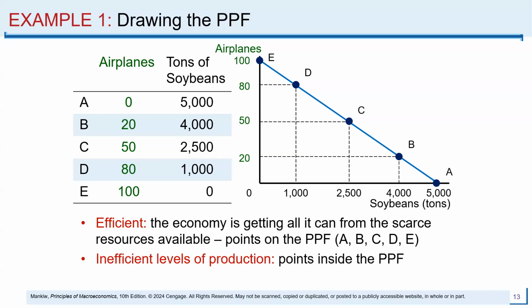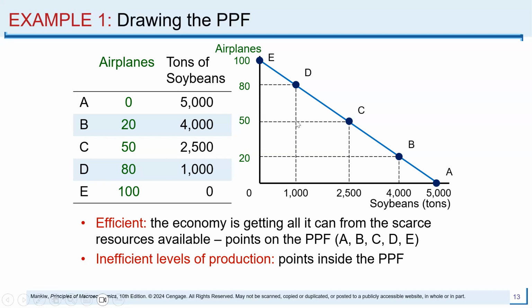Then we also have inefficient levels of production. Those are the points that lie inside of the PPF. So, for example, if we have a point here, can you produce this level? Definitely, you can produce 50 airplanes and 1,000 tons of soybeans. But is it efficient? In other words, do you actually use up all the currently available resources? Maybe not. How can you tell?